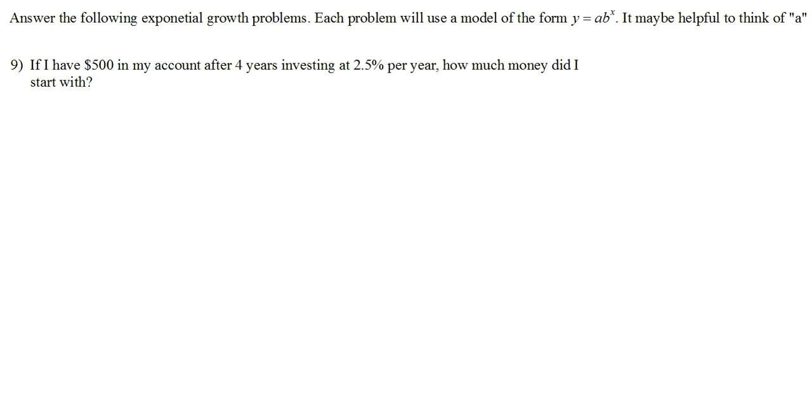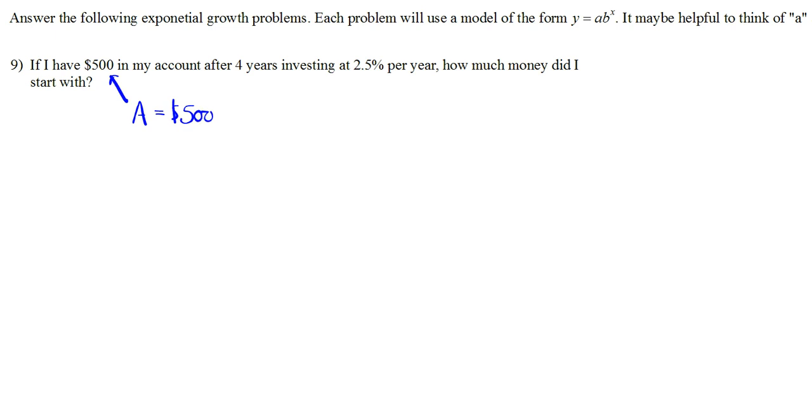Okie dokie, continuing the exponential functions more practice worksheet. I'm on number 9, and I'm going to try to get through 13 on this video. It says that we have $500 in our account. If someone has $500 after 4 years. Okay, so something's happened, the money has gained interest, and at the end of the 4 years, we have 500.